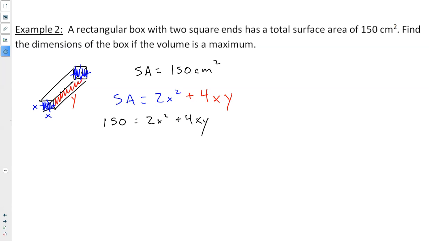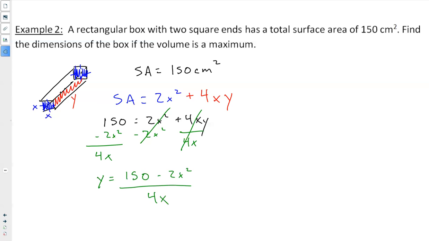Okay, let's go ahead and write this. So x is our variable. So let's get y all by itself. So we'll subtract 2x squared from both sides and divide by 4x. Okay, this will leave us with y is equal to 150 minus 2x squared divided by 4x.